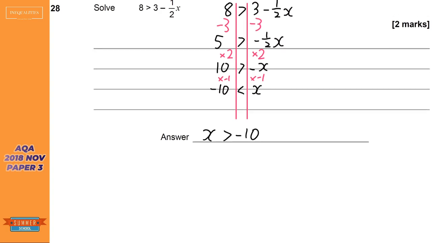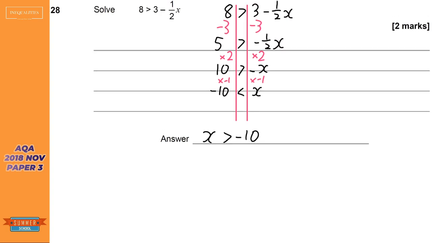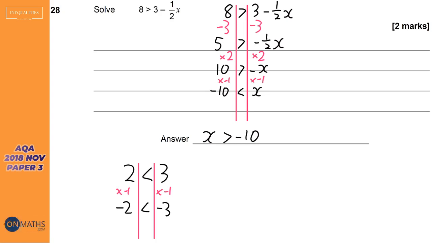So let's figure out why that has to happen. Let's just think of any 2 numbers. So 2 is less than 3. If you imagine that I times both sides by minus 1, just like I did before, all that does is change the sign. And I didn't flip it. That's saying that minus 2 is less than minus 3.